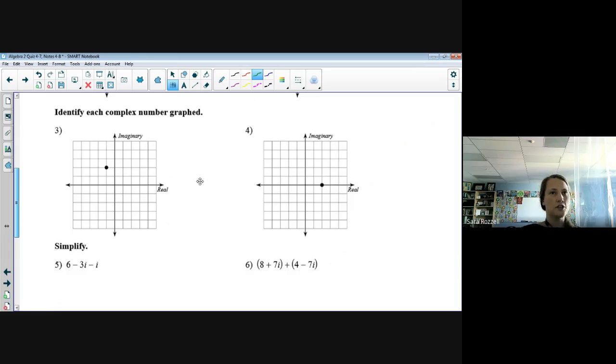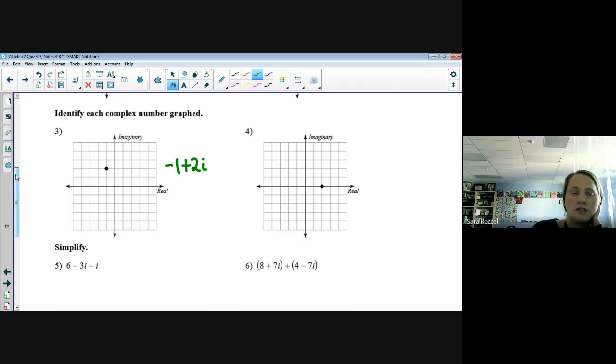The next couple types of problems that you have, they give you the point and they want you to write down what the number is. So you write the real part and the imaginary part. So on the first one, our real part would be -1. The imaginary part would be 2, right? So -1 plus 2i. Thumbs up if that's good. Y'all okay? Which direction we go in? Okay. If you need clarification, let me know. I could talk through it again. All right. So that's graphing them.